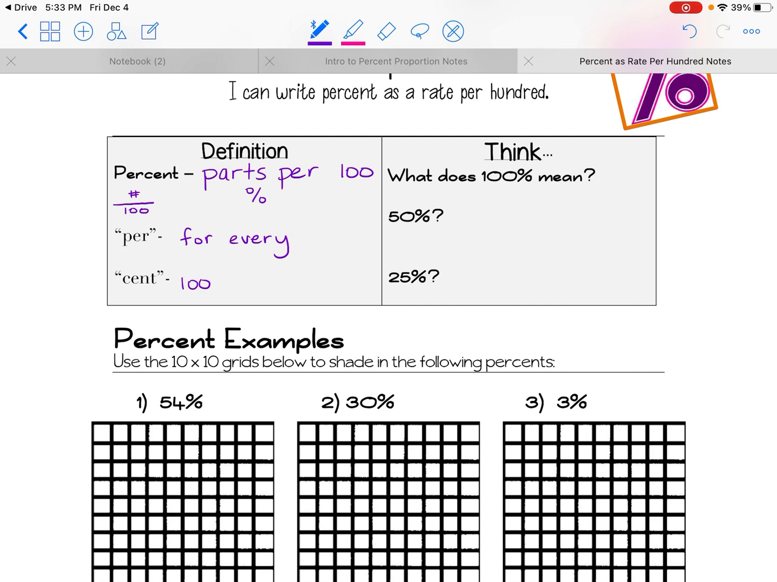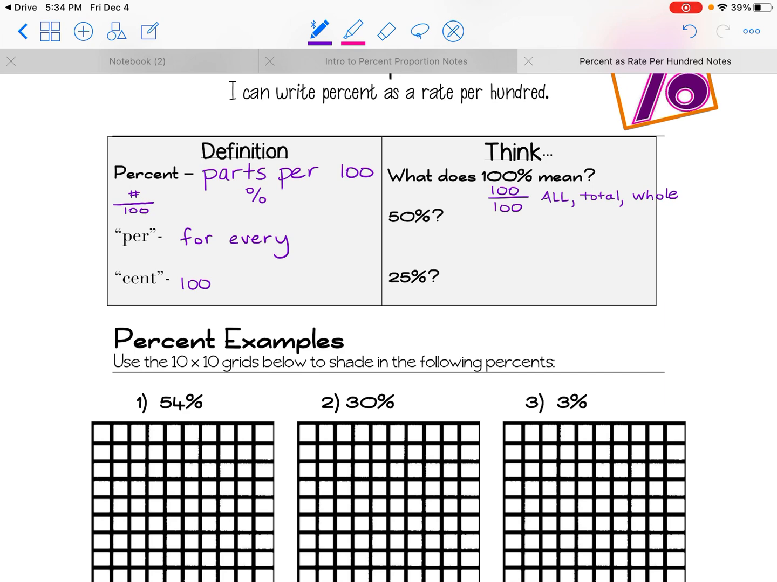So a few things to think about before we start. Let's think about what 100% would mean. 100% means 100 out of 100. I'm trying to go back to fractions to help you realize that if I have 100 out of 100, I have all of it. I have the total, I have a whole. So that is what 100% means. It means 100 out of 100, all, total, or whole.